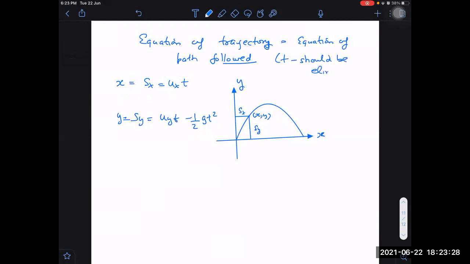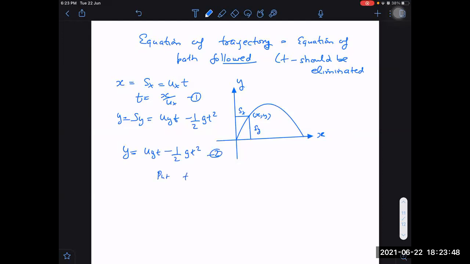How to eliminate t? t is equal to x by ux. Very good idea. Substitute it in the second equation. This we will take from the first equation and put in the second equation. The second equation I will prefer to write in this way: uy into t, no need to write sy, uy into t minus half of g into t square.